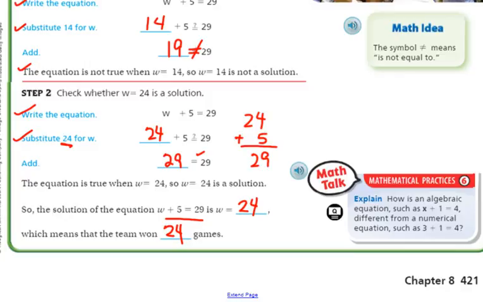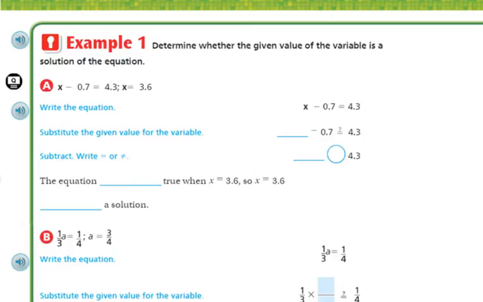All right, let's turn the page and look at some other types of equations. We are now at the top of page 422, so let's settle in and get to work. Determine whether the given value of the variable is a solution of the equation. You're going to notice that you're going to get different types of equations. We've been working a lot with whole numbers, but you're going to get fractions, decimals, whole numbers, all sorts of different types of numbers to work with in these equations.